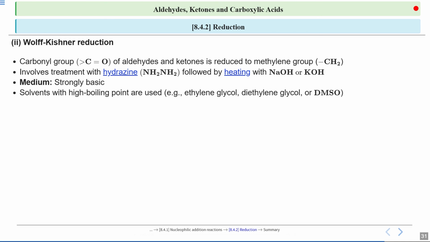Now, high boiling point solvents such as ethylene glycol, diethylene glycol or DMSO are used in this reaction. These solvents can withstand the high temperature required for the Wolff-Kishner reduction without evaporating, which ensures the reaction proceeds smoothly. This reaction requires heating at very high temperature, which provides the energy to break the carbon-oxygen double bond and form new carbon-hydrogen bonds.